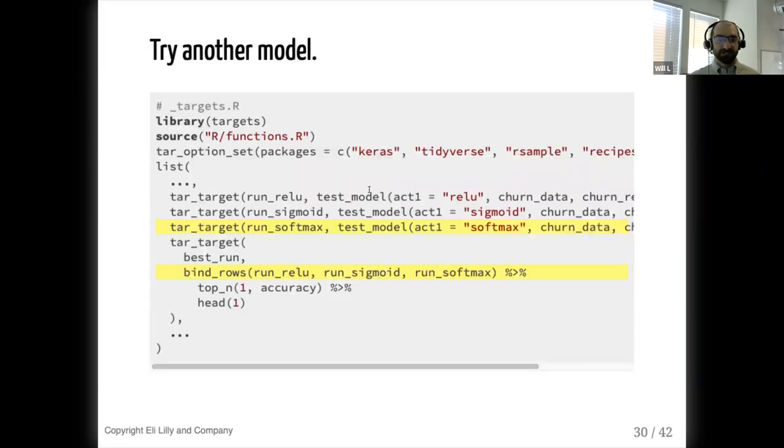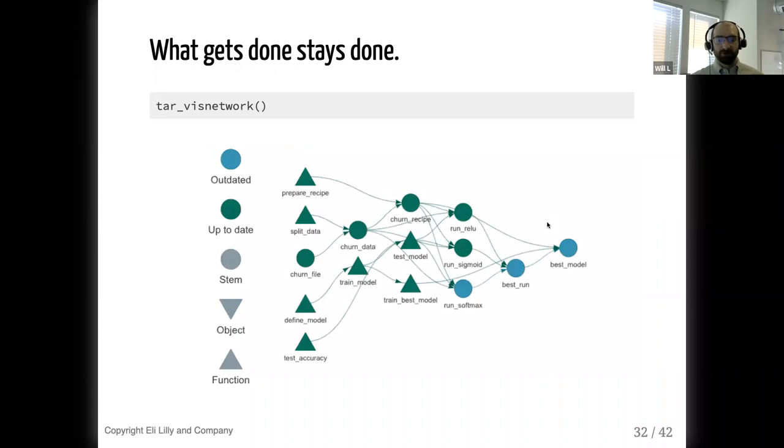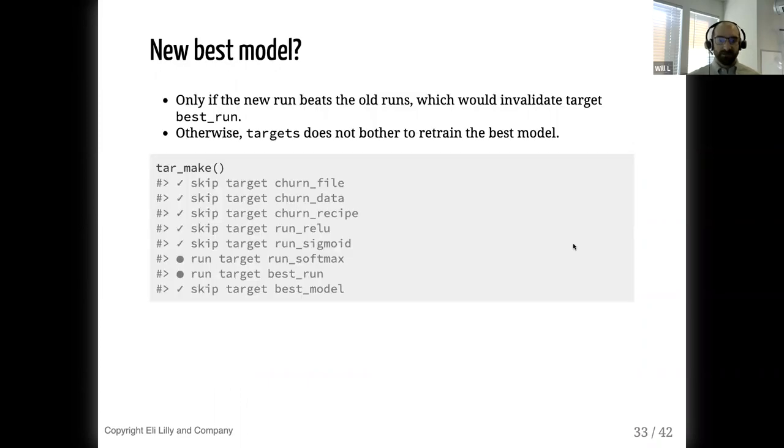And as for changes, if you change the R code that you use, or if we add a new model, we have a change to code here, we have an upstream, a new model here. If we add those new targets, then the workflow will adapt. The affected targets downstream, that model run and what comes after, will be listed as outdated, and only those bits of the computation will run. Notice we skipped best model here because the accuracy of the run sigmoid model wasn't any better than the previous two.